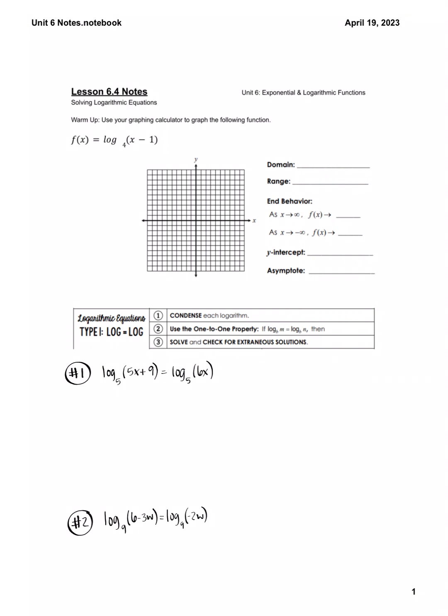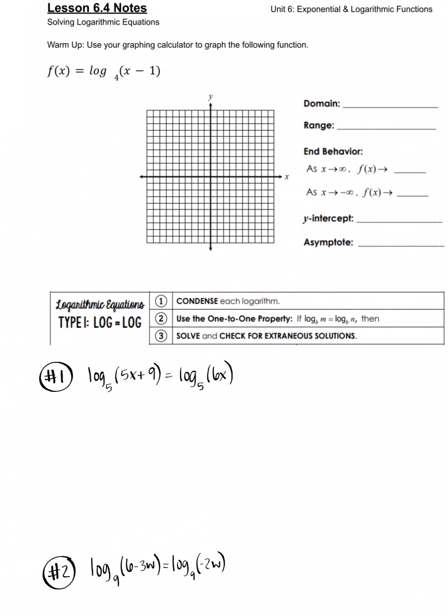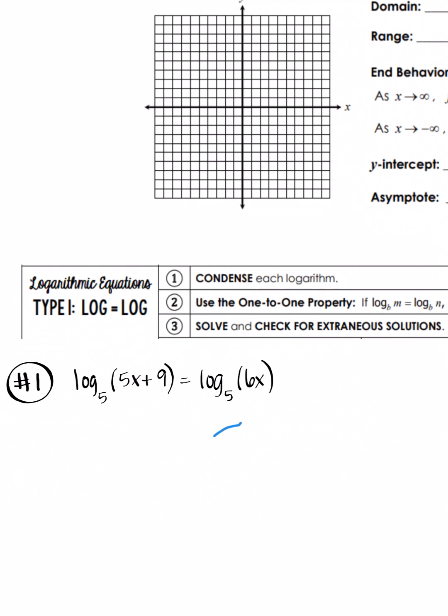So a reminder, 6.4 is about solving logarithmic equations. And there are two different types. There's types where you can see on screen where we have logarithms on both sides of the equation. And there's also types where there's logs maybe only on one side of the equation. So a reminder about the log equals log equations.